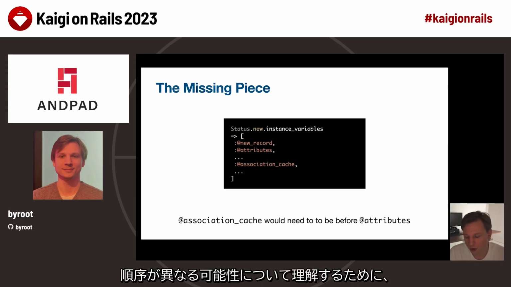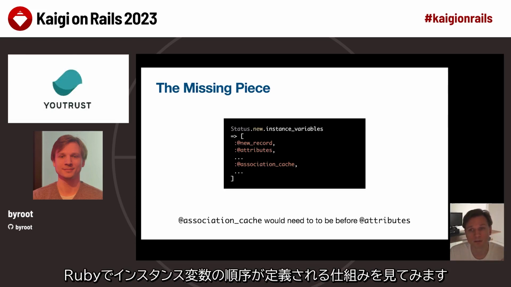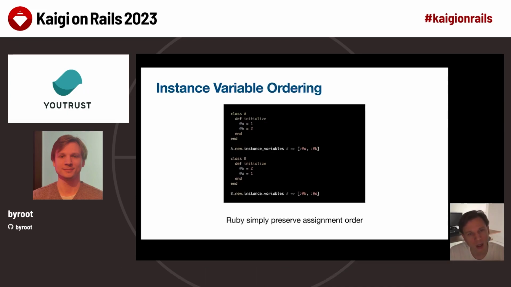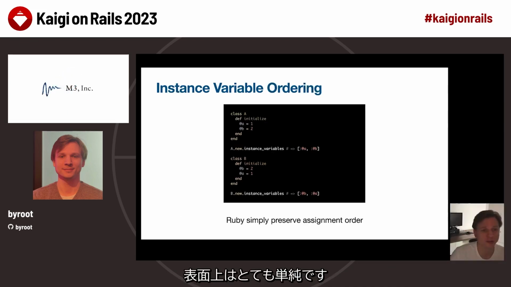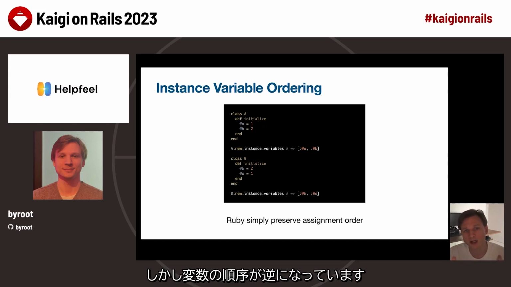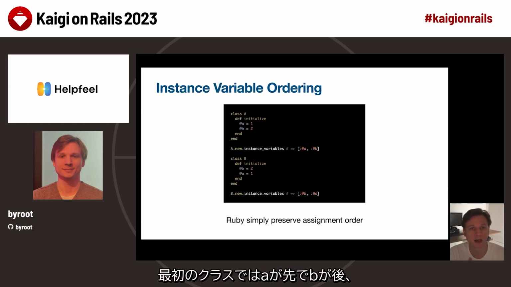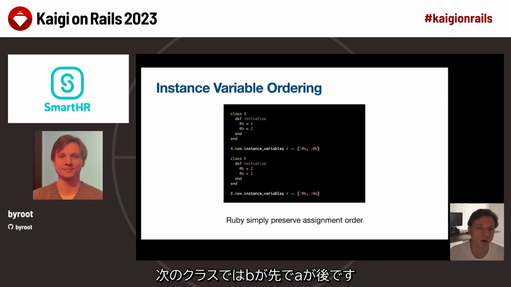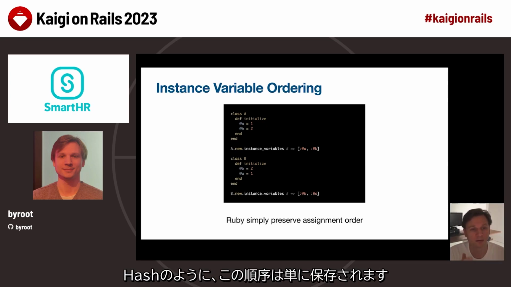And so to understand how the order could be different, we have to look at how the order is defined in Ruby. At the surface, it's quite simple. Here you can see two classes with two instance variables each, defined in reverse order. You can see that one has variables A and B, whereas the other class has variable B and then A. It simply preserves the insertion order, just like a hash would.